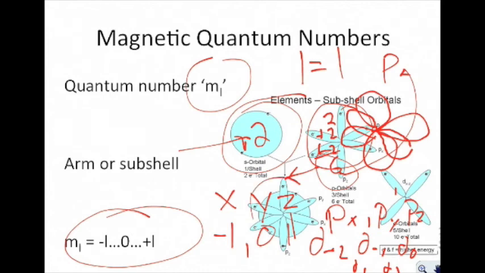The d orbital has 5 suborbitals. 5 times 2 would be 10. And then the f orbital has 7, then you would multiply it by 2, it's 14.